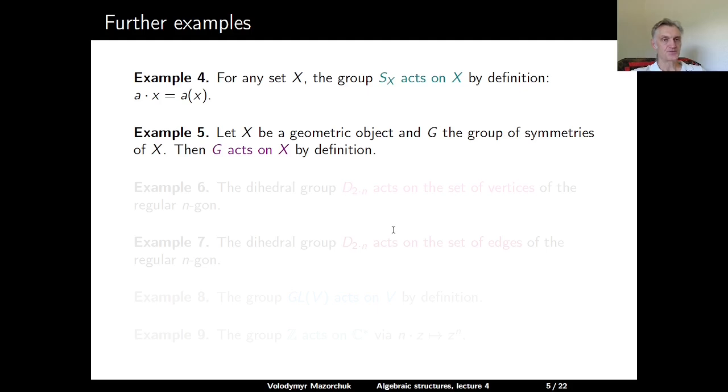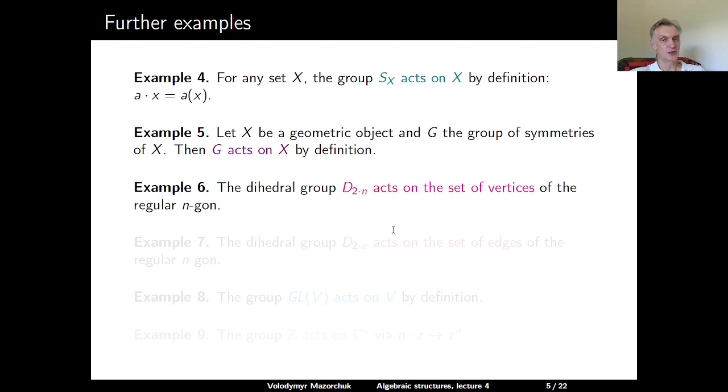Example 5. Let X be a geometric object and G the group of symmetries of this geometric object. Then of course G acts on X by definition, because each element in G is a certain transformation of the object X.